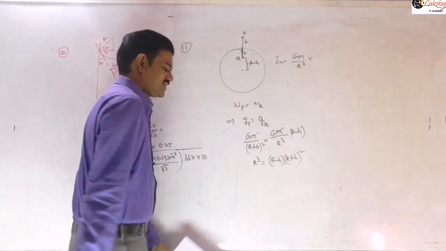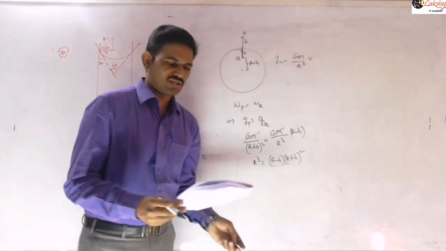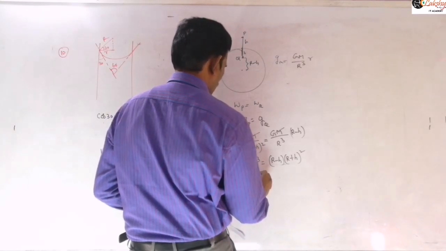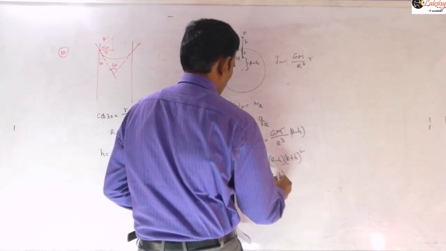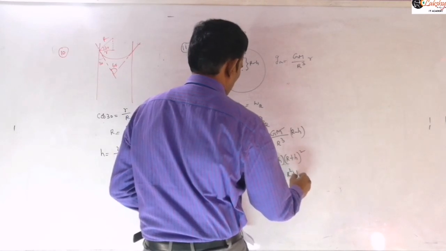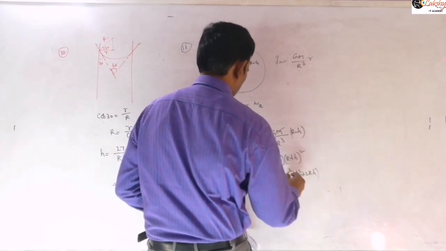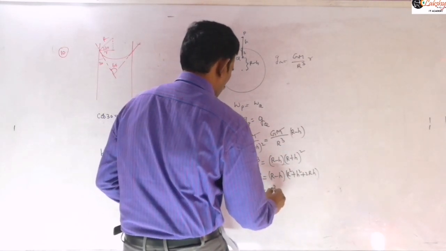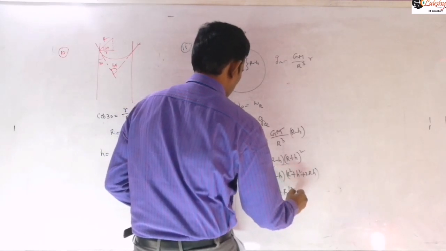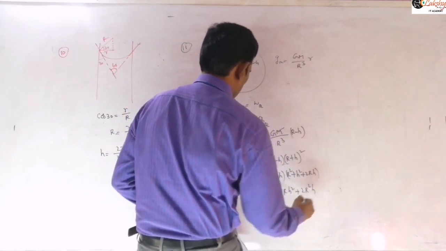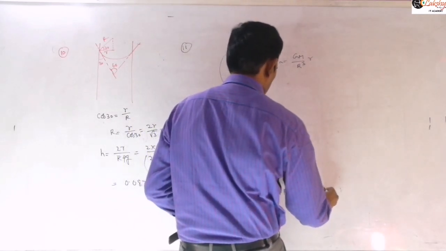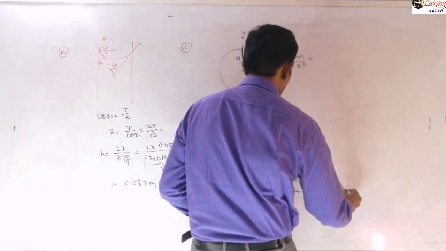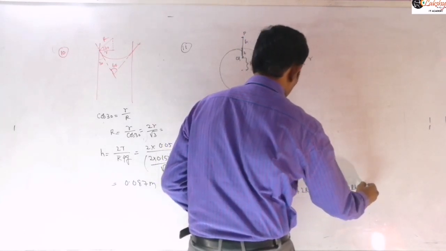Right. Then simplify this equation, you will get a quadratic equation, and from that quadratic equation find the factors. So I can write this as R cube is equal to (R minus h) into (R square plus h square plus 2Rh). So just I will write the expansion: R cube is equal to R cube plus Rh square plus 2R square h minus hR square minus h cube minus 2Rh square.